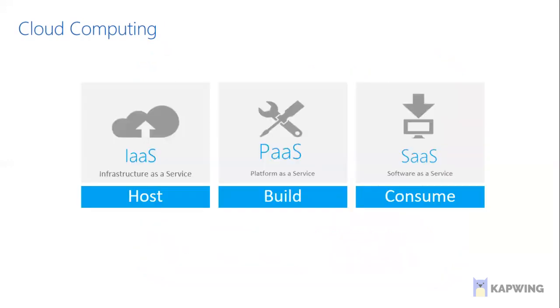Then what are the different types of models? The first one is infrastructure as a service, the second one is platform as a service, and the last one is software as a service. So these are the types of models. Host is an example of infrastructure as a service. Building any application is platform as a service. And consume means we are utilizing that application and operating it, which is nothing but software as a service. Suppose you consider email as an example of software as a service.